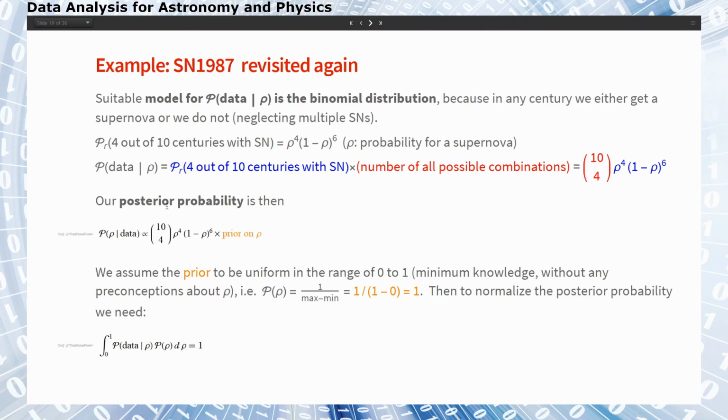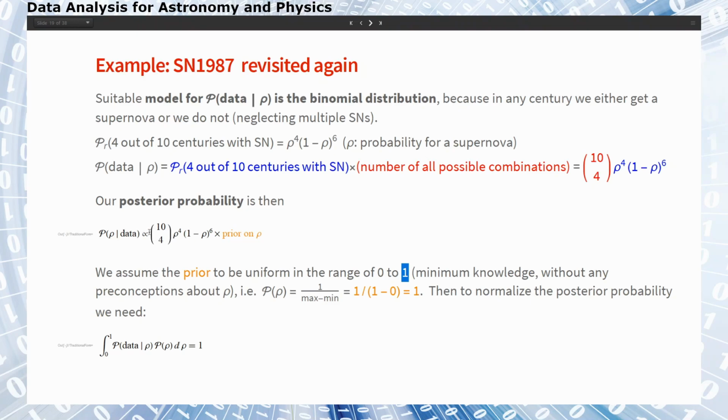So with this likelihood, our posterior probability is the likelihood times our prior on the probability for a supernova. And in the absence of any more detailed knowledge, let's assume that any probability between 0 and 1 is equally likely. That's minimum knowledge. So the probability is then for uniform probability 1 divided by the difference between the maximum and the minimum possible value, and this is 1. So we just have a 1 here.